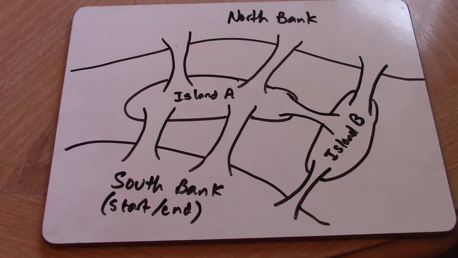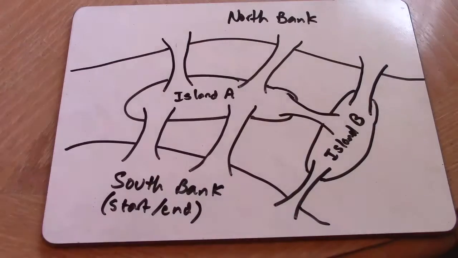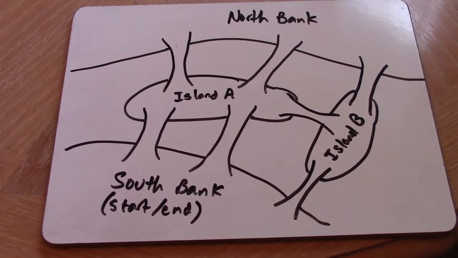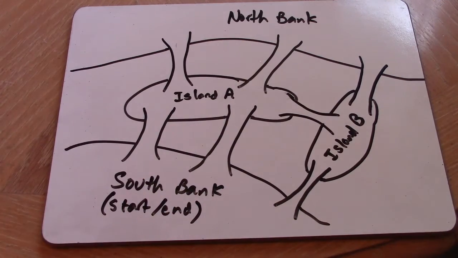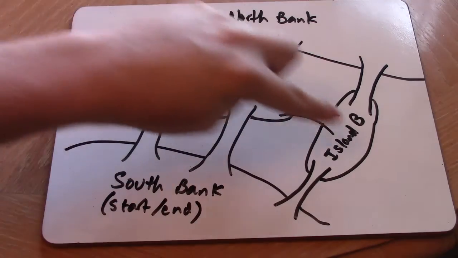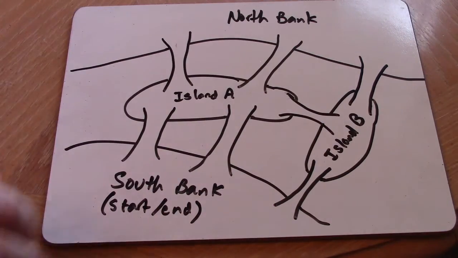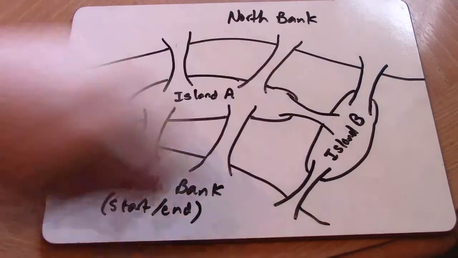Essentially, here's how this problem works. We have two banks, a north and a south bank, and two islands. This composes a city called Konigsberg in ancient Prussia. So you'll notice that there are a total of two bridges connecting the south bank to island A, two bridges that connect island A to the north bank, one bridge that connects the two islands, and one bridge that connects island B to each bank.